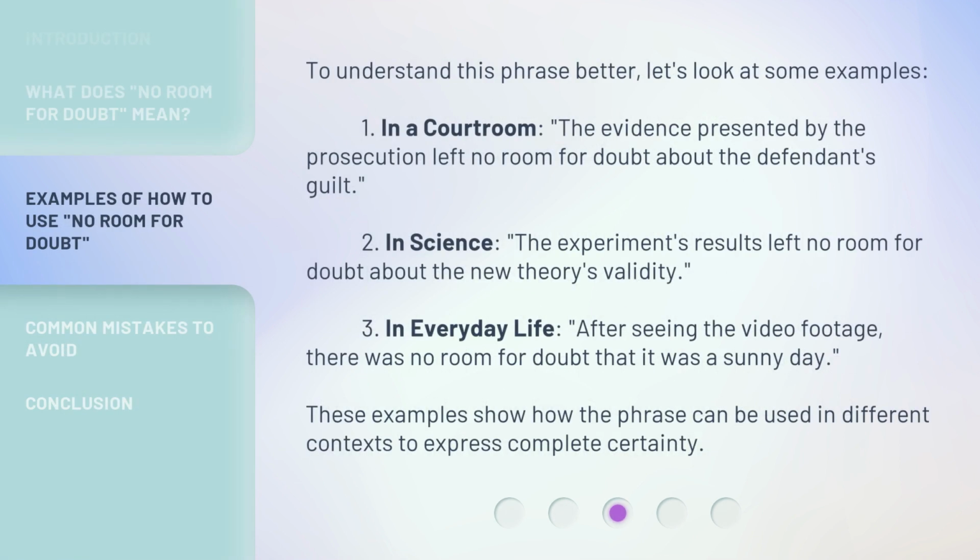To understand this phrase better, let's look at some examples. 1. In a courtroom, the evidence presented by the prosecution left no room for doubt about the defendant's guilt. 2. In science, the experiment's results left no room for doubt about the new theory's validity. 3. In everyday life, after seeing the video footage, there was no room for doubt that it was a sunny day. These examples show how the phrase can be used in different contexts to express complete certainty.